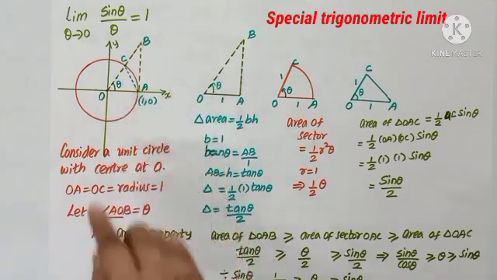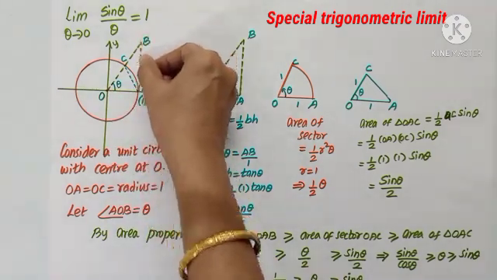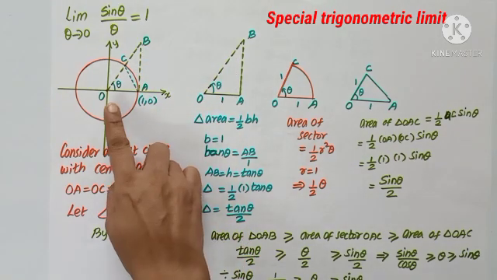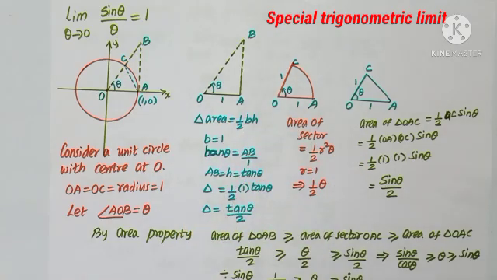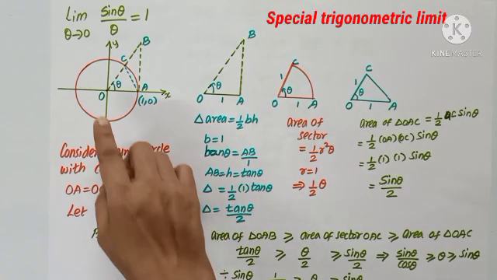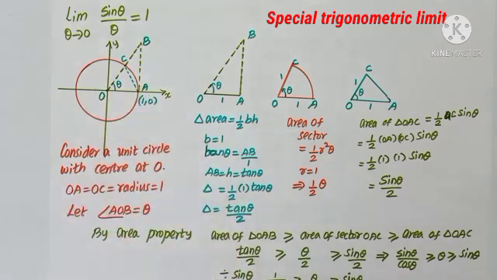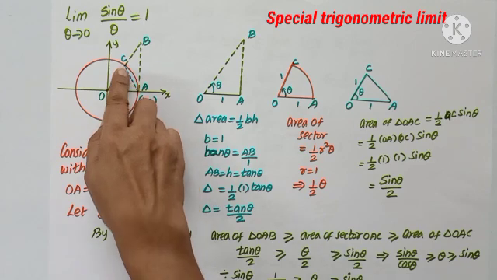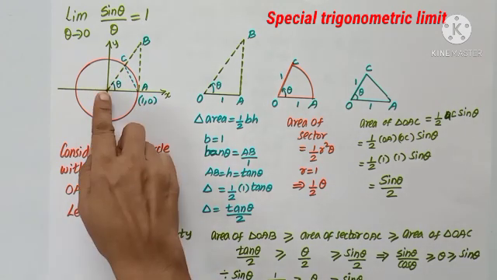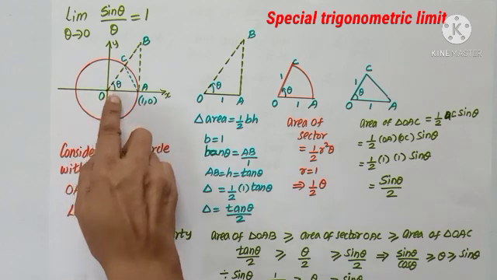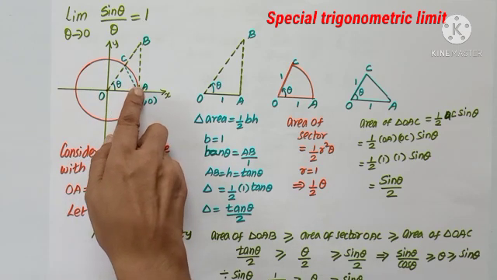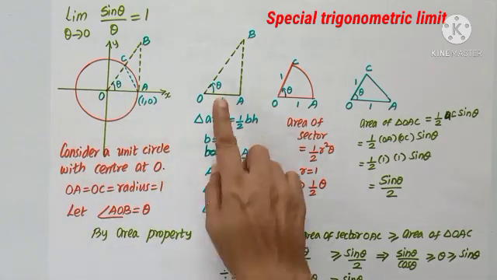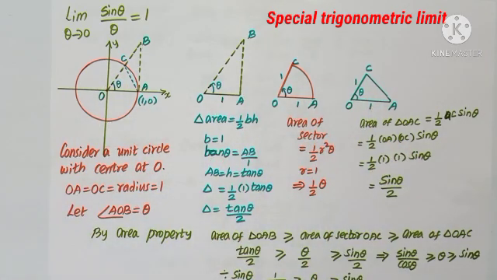Complete the triangle where AB is the tangent. We consider three areas now: the big triangle OAB, the small triangle OAC, and the sector OAC. This green line, this red arc, and then OC. So we have three areas to be considered.